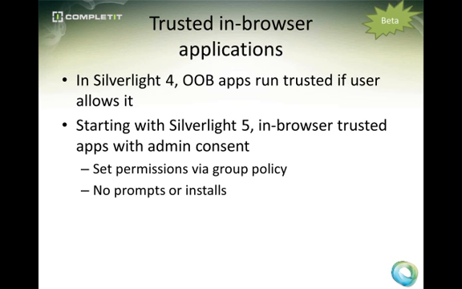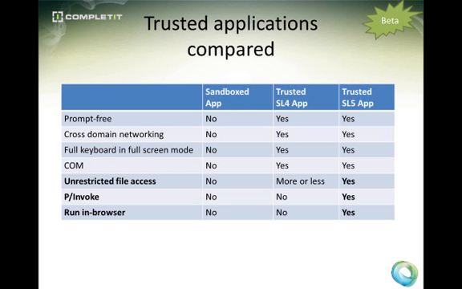If you take a look at the 3 modes that we have now, so we have the sandboxed application, and trusted applications in Silverlight 4 and in Silverlight 5. Prompt free, so I mean that there is no prompt being shown, for example, if you do a copy, is not available in sandboxed applications, is available in Silverlight 4 and 5. Cross-domain, network, full screen, full keyboard access, and COM. This is basically the same thing. They are not available in Silverlight 3 or Silverlight 4 sandboxed applications. They are available in trusted Silverlight 4 applications and also, of course, in Silverlight 5.